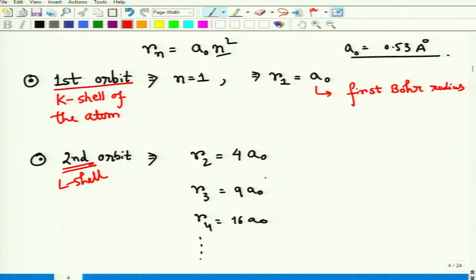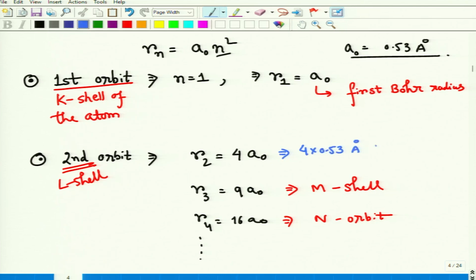But basically, we'll come into that. We actually consider up to the 6th or 7th level. It is actually K, L, M shell or M orbit. Orbit is also correct. This is N orbit or shell. You can write it, and so on. So this is the case. And what are the values? We just have to multiply 4 into 0.53 Angstrom. So it should be 2.12 Angstrom. For the next one the value is 4.77 Angstrom, etc. Okay, so this is the case.